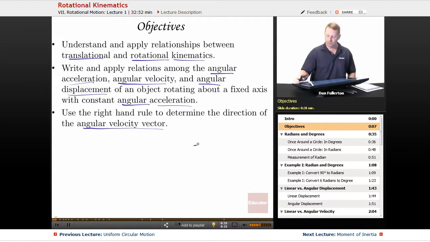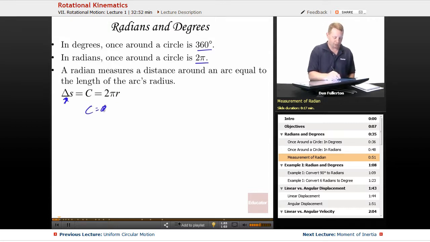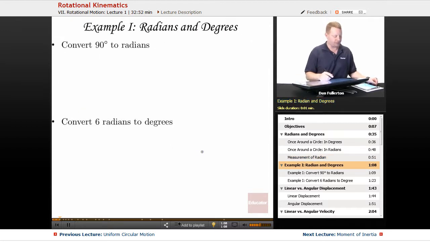All right, so let's start by talking about radians and degrees. And yeah, I know a couple of these are going to be a bit of review, but as we get back into rotation in more depth, it's probably worth taking a minute or two to make sure we've got these fundamentals down. In degrees, once around a circle is 360 degrees, and once around a circle is 2 pi in radians. And a radian measures the distance around an arc equal to the length of the arc's radius. So the distance around, delta s, is the circumference, or 2 pi r, or if you're measuring diameter, it would just be pi times d.